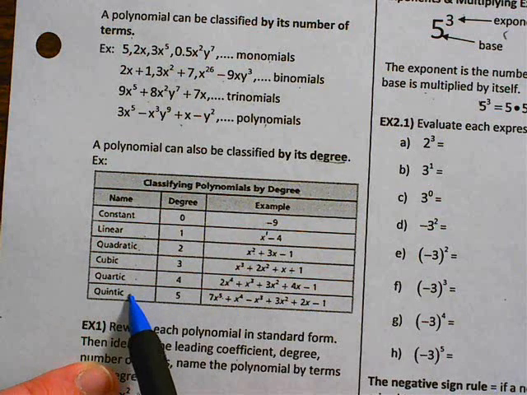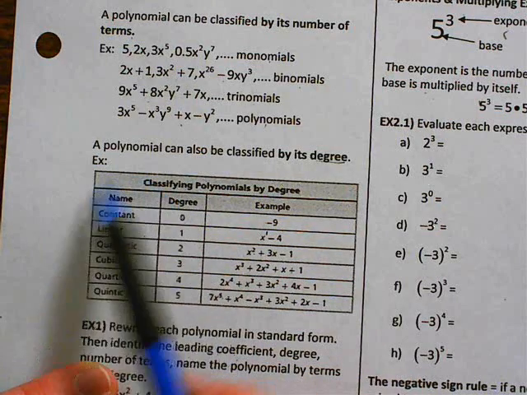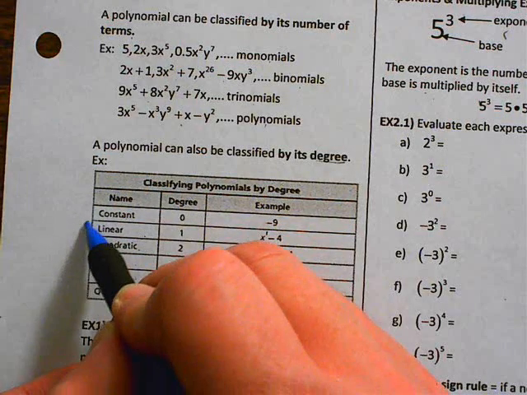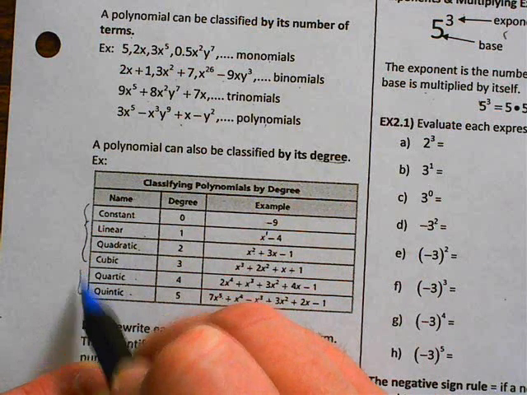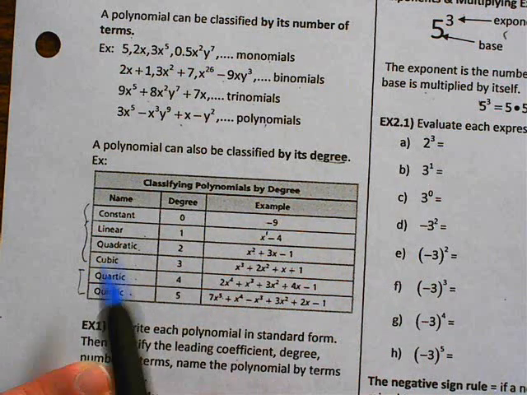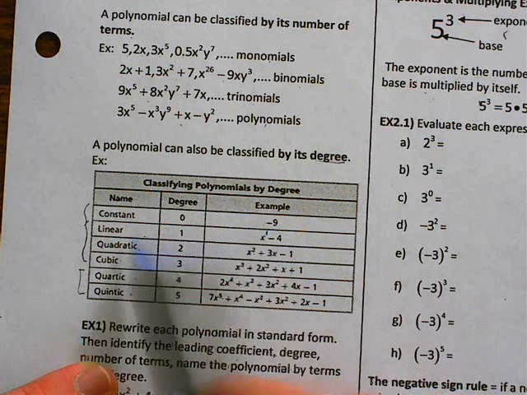I'm showing it to you. Oftentimes we use these words, and we rarely use these words. So just remember that if you have x to the third, it's cubic; x squared is quadratic; x to the first is linear; and if there's no x, it's constant.